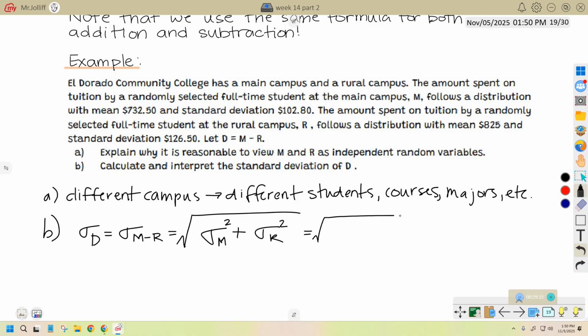What was the standard deviation on the main campus? 102.8 squared plus, and then rural is 126.50 squared. And then we grab our handy dandy calculator to do that math for us. And I get 163.